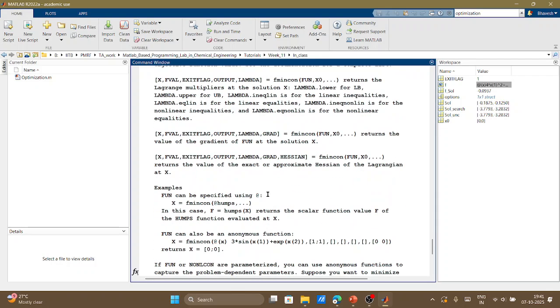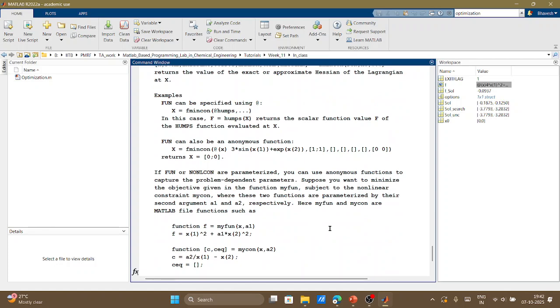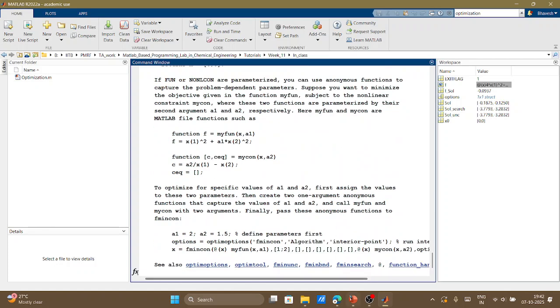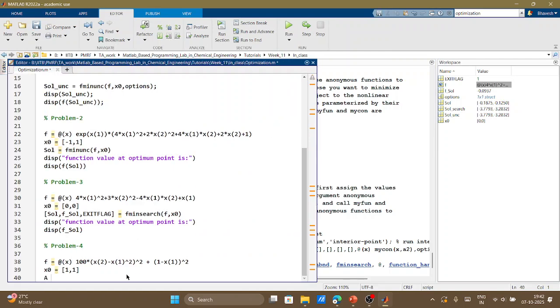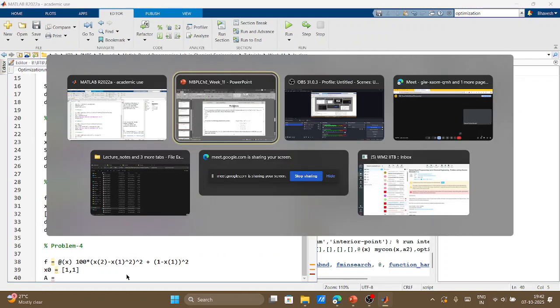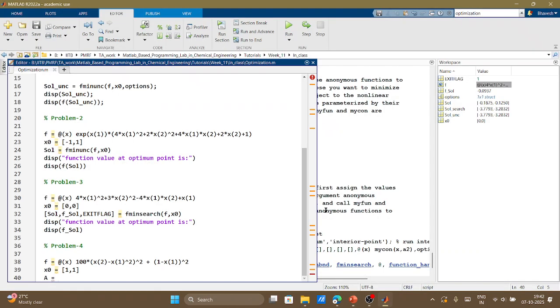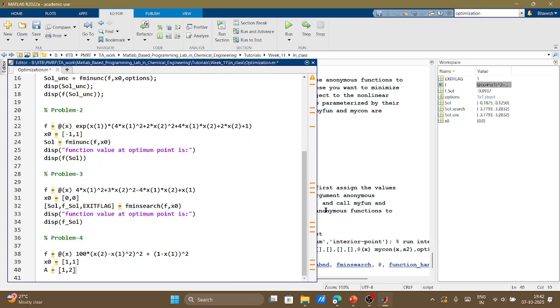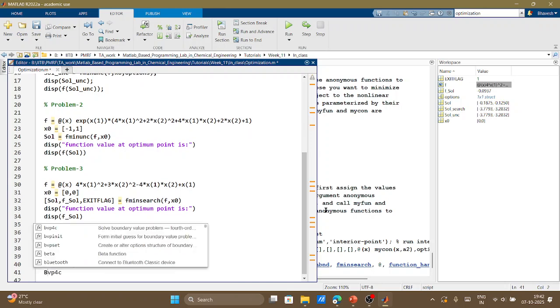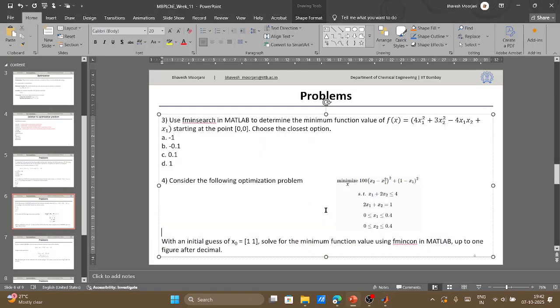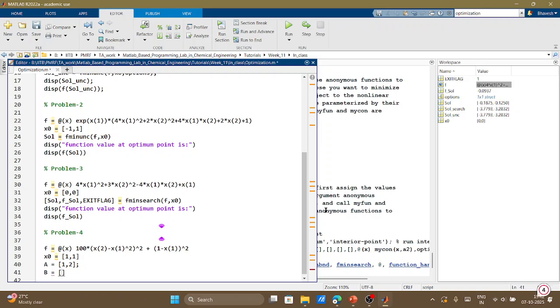So let's see how to provide this. I have to provide the first A value. The A value here will be the coefficients of x1 and x2 for the inequality constraint. So that is 1 comma 2. I can uncomment this. Then the B value. The B matrix is my right hand side value, which is 4.